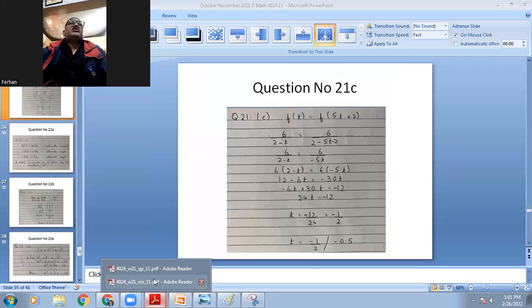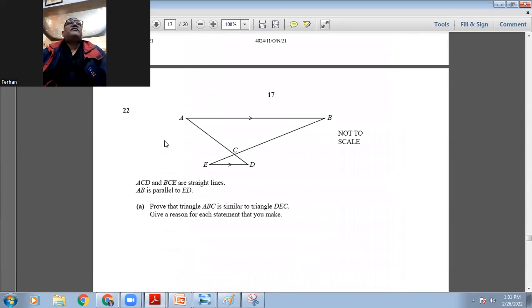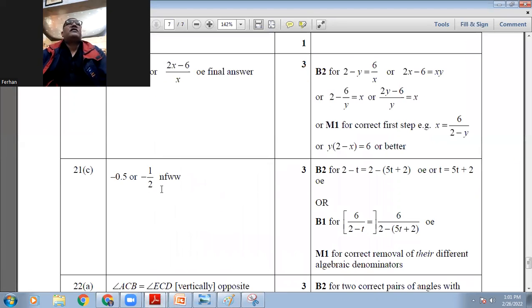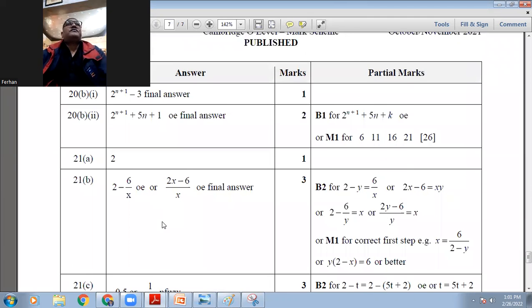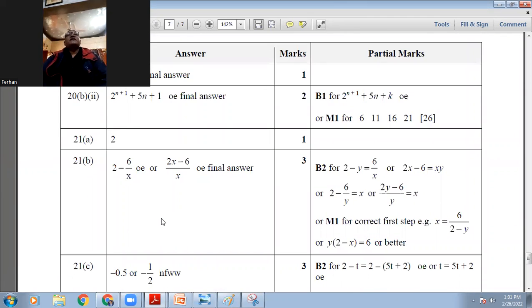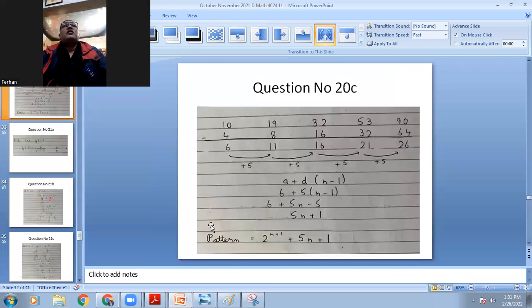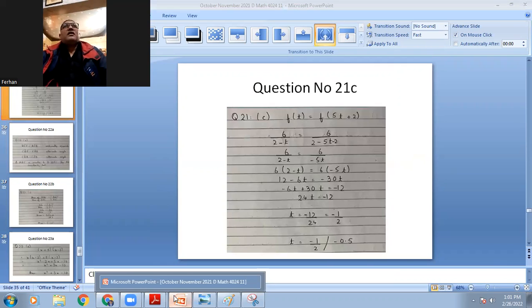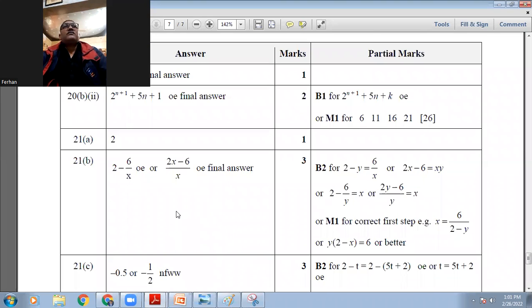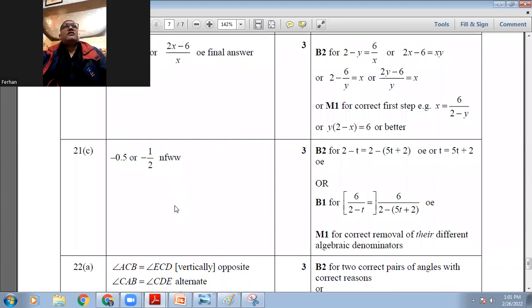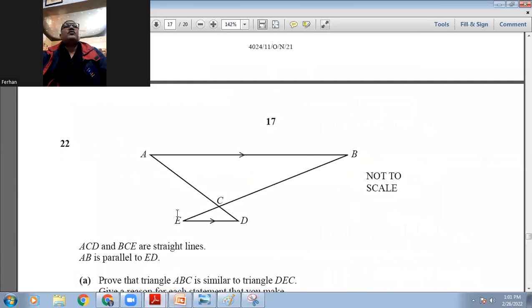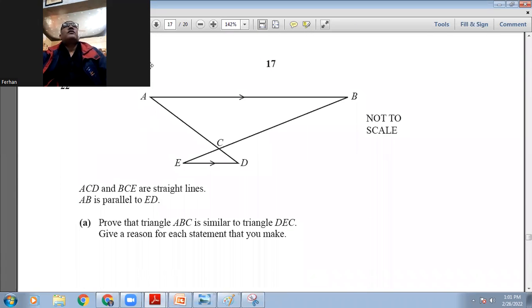So this is how you do this. We are done with this question, so we are going to the next question, question number 22. But before going there, let's have a look at the marking scheme. So here we go. Question number 21, 2 is the answer. I think our answer was also 2. Let's have a look. Yeah, our answer was also 2. Our answers are perfect. Now we are going to the next question, that's question number 22.